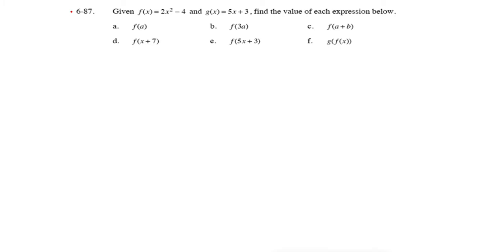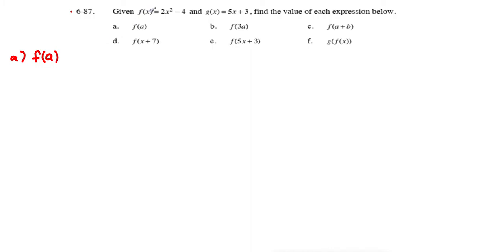Given f of x equals 2x squared minus 4 and g of x equals 5x plus 3, find the value of each expression below. So we're just evaluating functions, and looks like maybe a little bit of composition of functions in this problem. So letter A. We want to know, what is the value of f of a going to be?